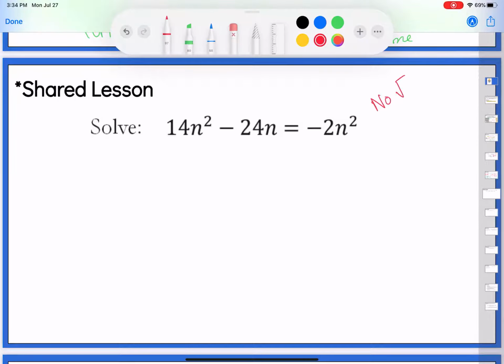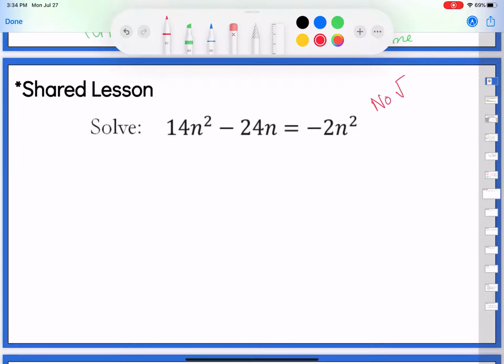Let's see, 16 and 24 looks like I would have an 8 as a GCF. 8 times 2 and 8 times 3. And then I have an n in both of them. So 8n will be my GCF. What do I have left? I will have 8n times what gives me 16n squared. It would be 2n. And let's see, 8n times what gives me negative 24n. That would be negative 3. So my factors are 8n times 2n minus 3 equals 0.